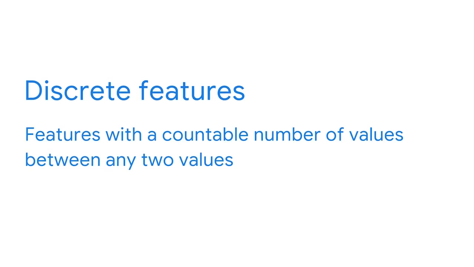Next, there are discrete variables, which have a countable number of values between any two given values. In this way, discrete variables are unlike continuous variables, which are uncountable and have an infinite set of values. So the height of a tree is a continuous variable, but the number of trees in a park is a discrete variable. Discrete variables are able to be counted, and categorical variables are able to be grouped.